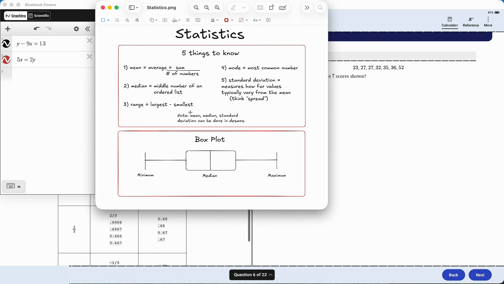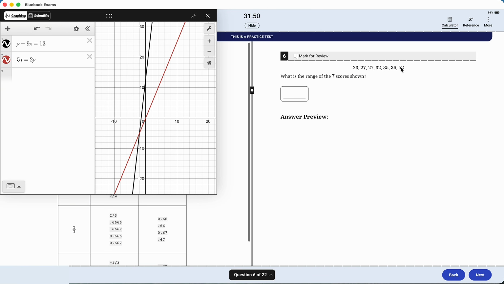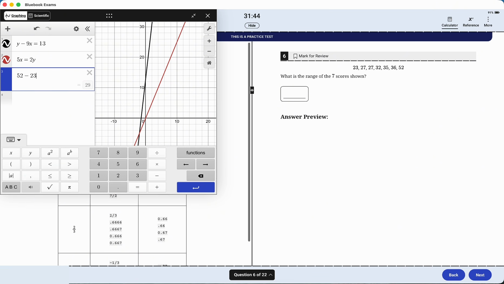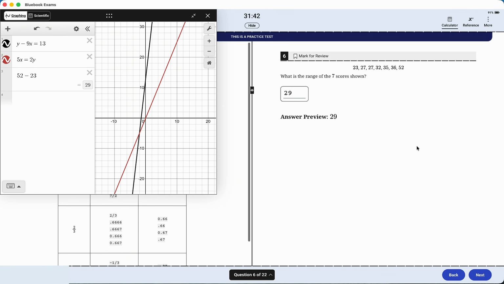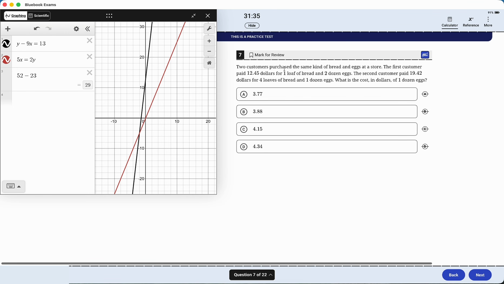There's 5 things you got to know, right? Here's range. Range is largest minus smallest. So you take your largest number, 52, minus the smallest. Just make sure you got the right one. So 52 minus 23 is 29, right? Got to know that one. Desmos can't do it. You can't write range and give it the numbers, so that's one you kind of have to know.